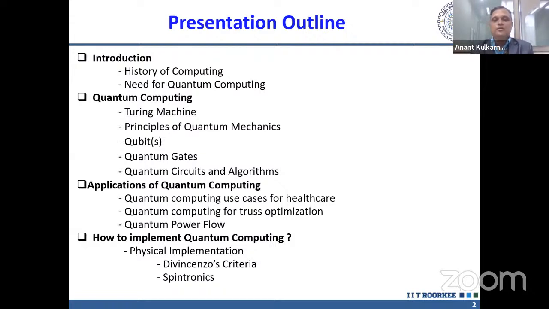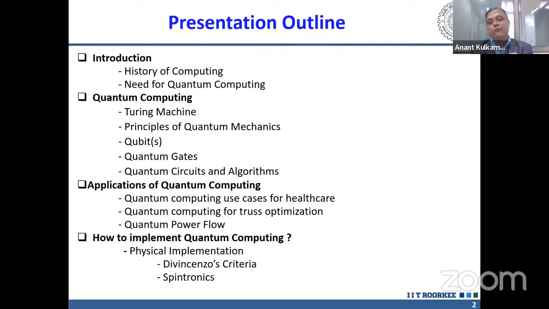I will talk about how quantum computing will play an important role in the healthcare sector. Then, in civil engineering, how we can utilize quantum computing for truss optimization, and what a truss is. Then in electrical engineering, how quantum computing can play an important role in deciding the power flow in a complex electrical network. That we will also talk about.